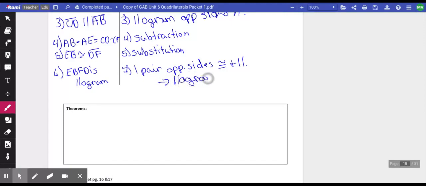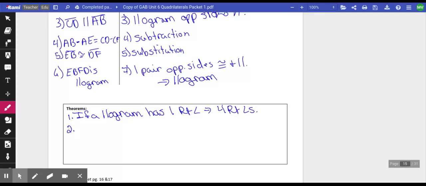So we now have two theorems that we need to add. Our first theorem is, if a parallelogram has one right angle, then it has 4 right angles.